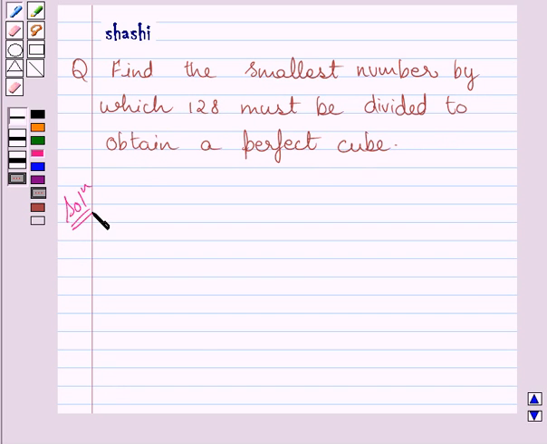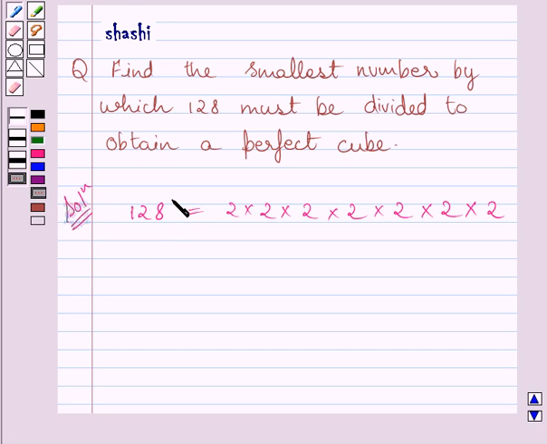Now prime factorization of 128 is 2 multiplied by 2 multiplied by 2 multiplied by 2 multiplied by 2 multiplied by 2 multiplied by 2. Or you can say, multiplying 2 seven times, we get 128.